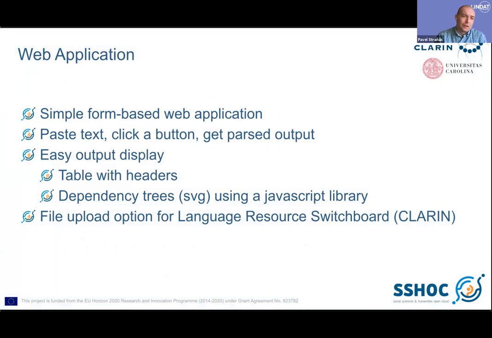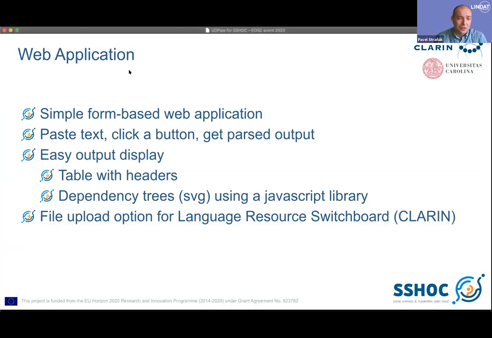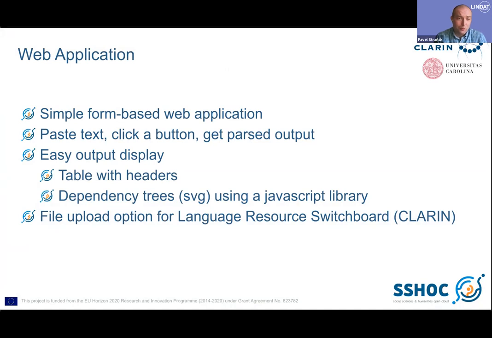And now let me talk about the application that we are providing to use those models. As I said, it's a simple application, a web form basically, where you just paste your text, click a button, and get parsed output. The output can be viewed in 3 different ways: either raw output, which is tab-separated values, or a simple table, or a nicer version of the table, or you can view those sentences transformed into images of trees.